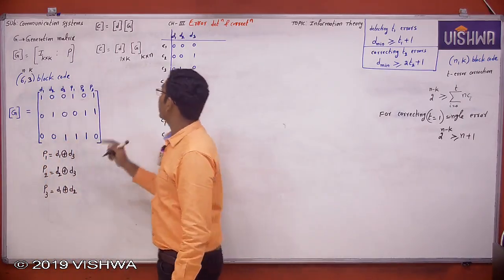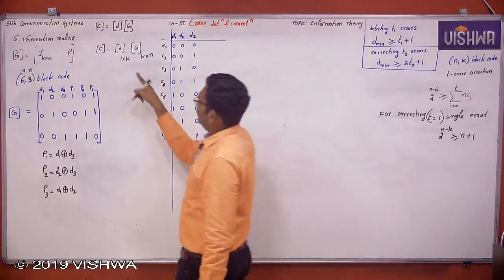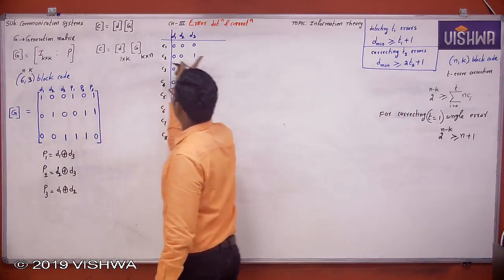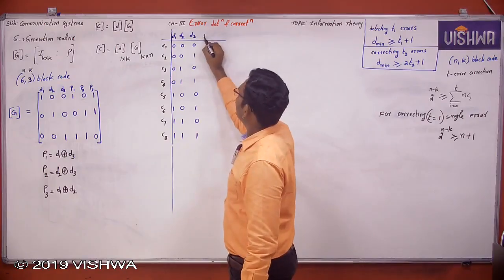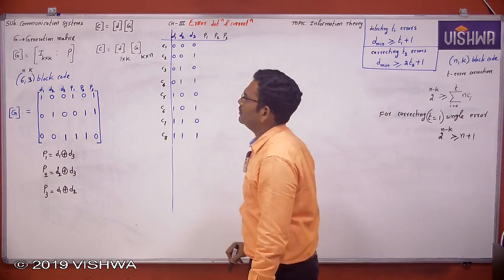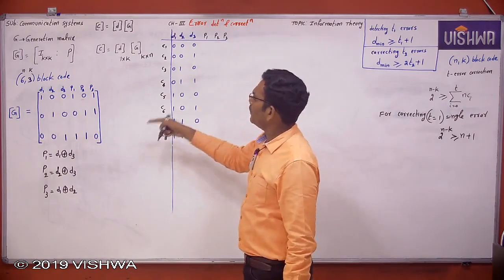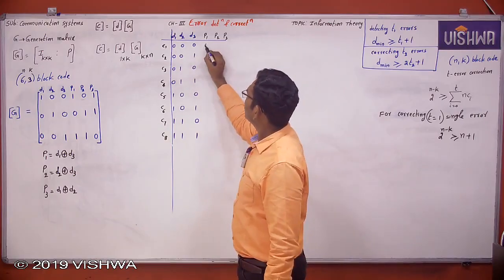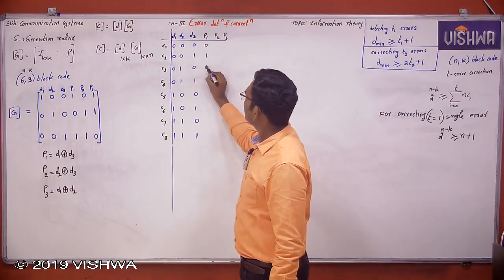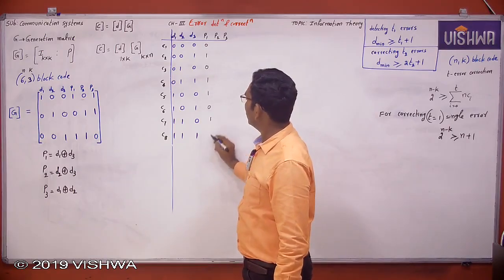Code length is 6. In that, the first three are data bits and the next three are parity bits, P1, P2, P3. Now the parity equations are already available. So P1 is a combination of 1 and 3: 0, 1, 0, 1, 1, 0, 1, 0.